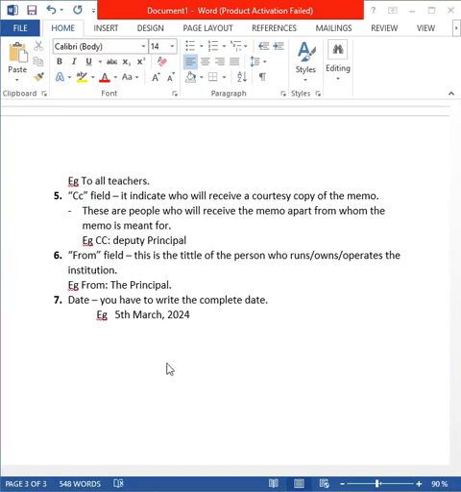So we move on to the subject. That is number 8. Here we have the subject. Now for the subject, here we say that it is a line that gives the reader an idea of what the memo is about.